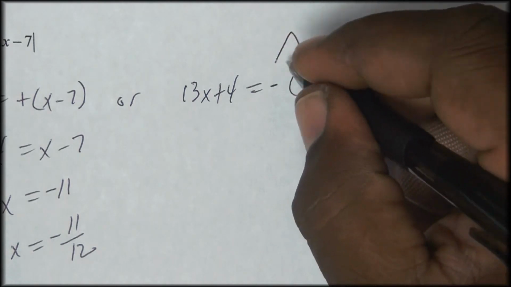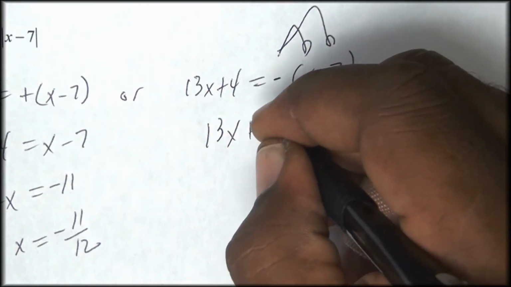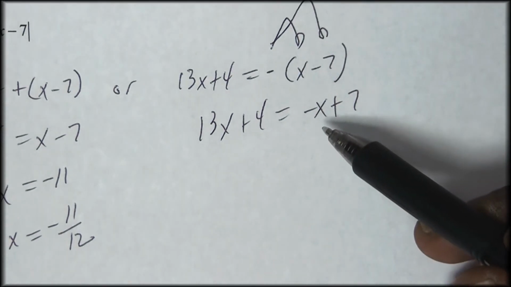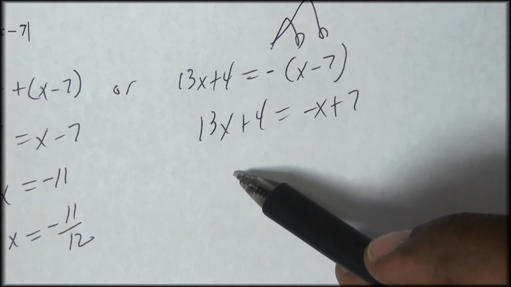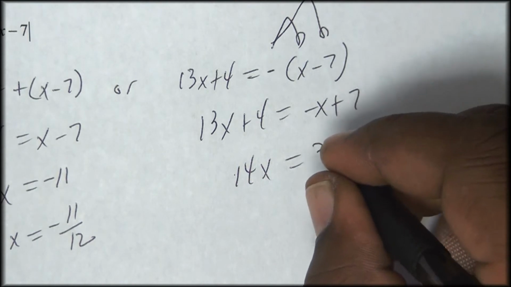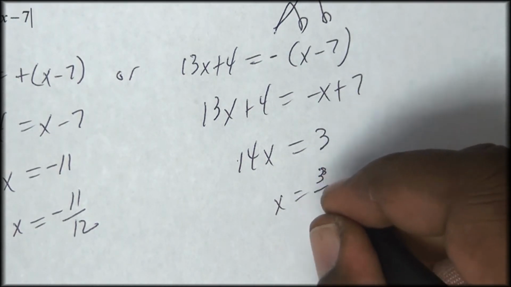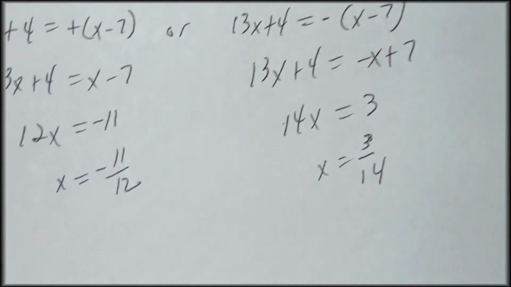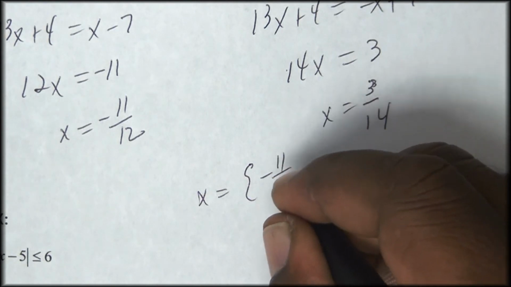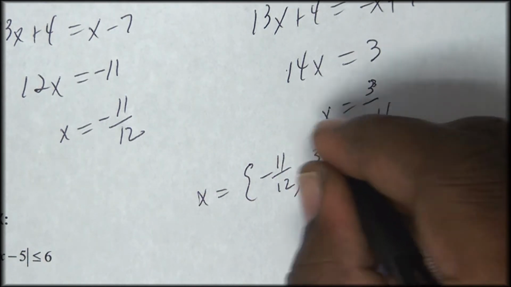For our next equation, we'll distribute the negative to get rid of our parentheses. Now we'll add x to both sides and subtract 4. We'll divide by 14. So we have x is equal to either negative 11/12 or 3/14.